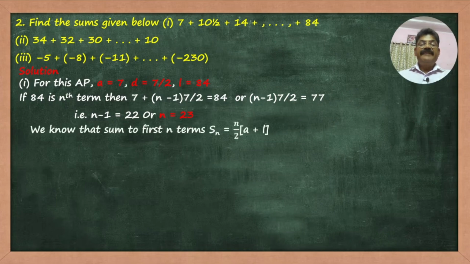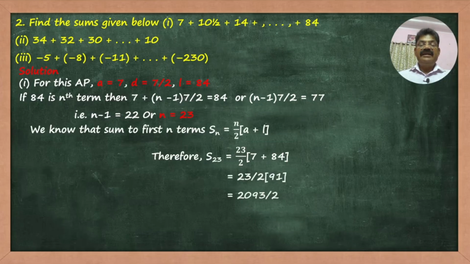Now you can use the other formula for Sn. Sn is equal to n by 2 into a plus l. When you substitute the values, you get S23 is equal to 1046 and half. So that is the answer. So it is very simple. Anyway, you have to find out n. After finding n, you use the formula Sn is equal to n by 2 into a plus l.